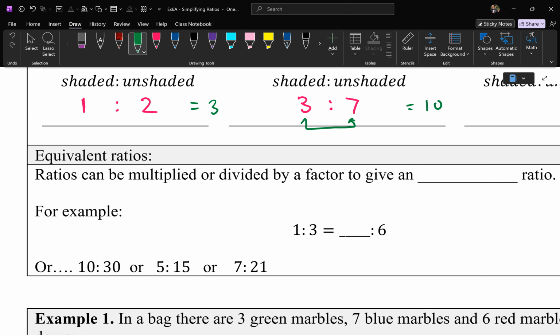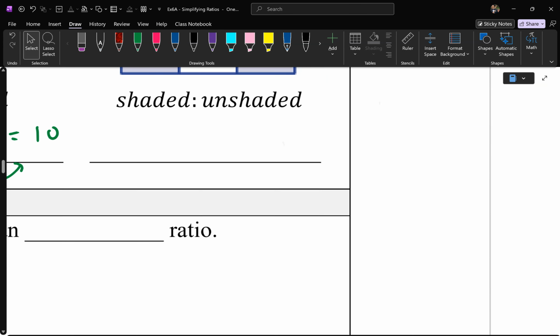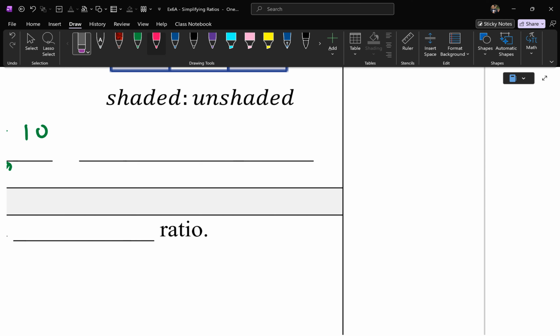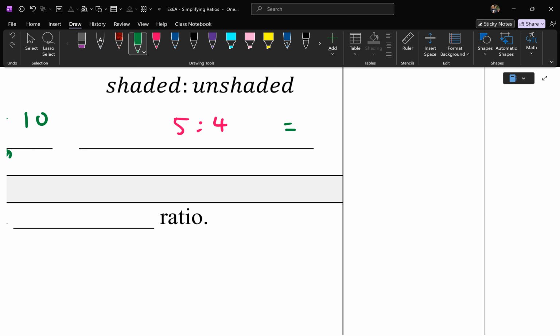Add the parts together. Because 3 is shaded and then 7 is not shaded. So 3 plus 7 will give you 10. 1 plus 2 will give you the 3. So even with this one, it's 5 to 4. So I should do it in pink. Let's do it pink again. 5 to 4. Without looking at the diagram, how many equal parts should there be? Let's go with Willem. How many total equal parts for a 5 to 4 ratio?